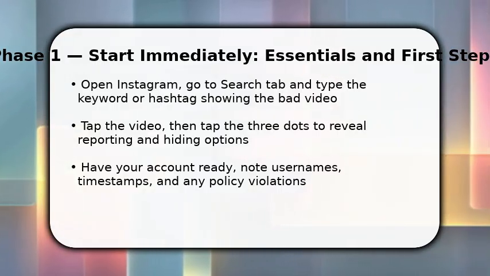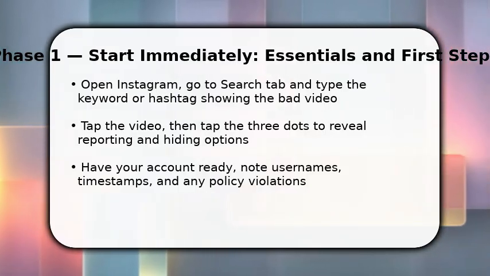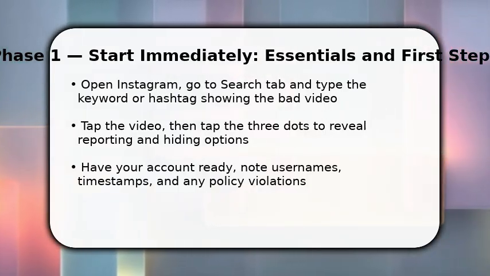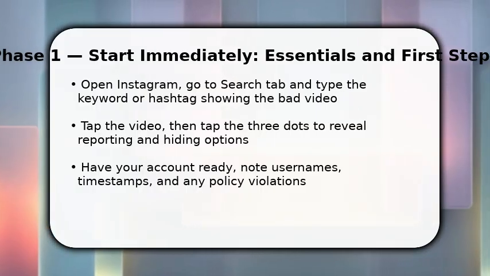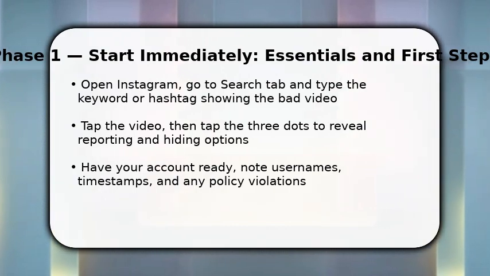You should record the uploader, timestamp, and reason, because clear evidence speeds removal. After that, choose report for inappropriate content or not interested to signal the algorithm. This first step creates the record Instagram uses to take action.